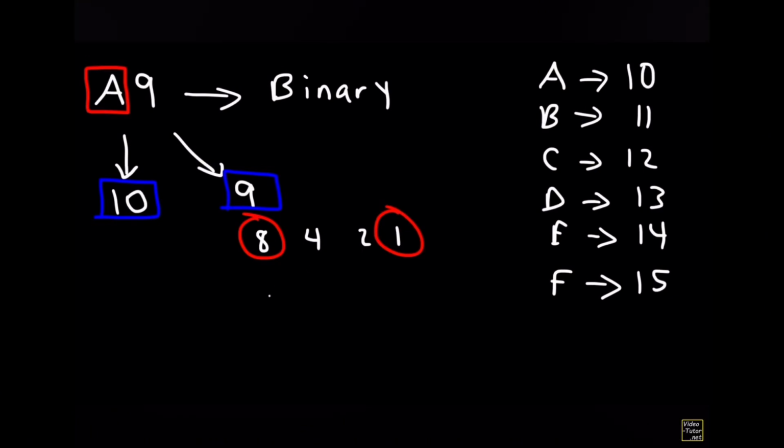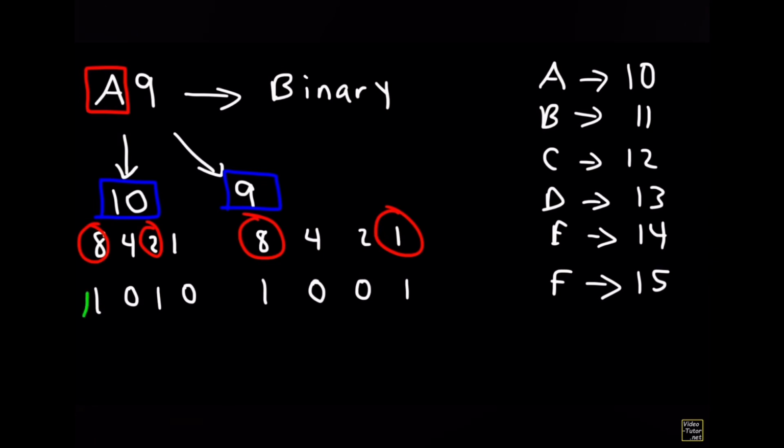So we're gonna replace the 8 with a 1. And because we didn't use the 4 and the 2, we're gonna substitute those with 0. We've used the 1, so we're gonna replace that with a 1. Now, let's use the same pattern of numbers for 10. 10 is the sum of 8 and 2. Because we used those numbers, let's replace them with 1, and we'll use a 0 to correspond with 4 and 1, since we didn't use those numbers. So 10 is represented by the binary number 1010. 9 is represented by the binary number 1001.